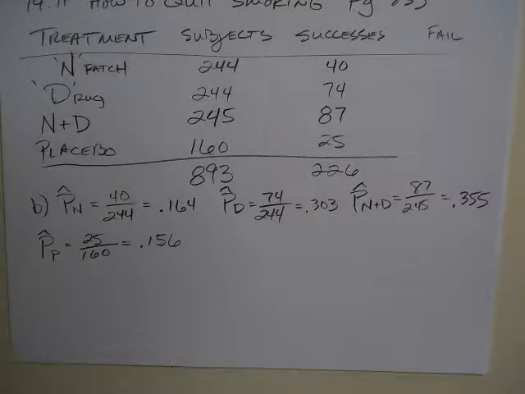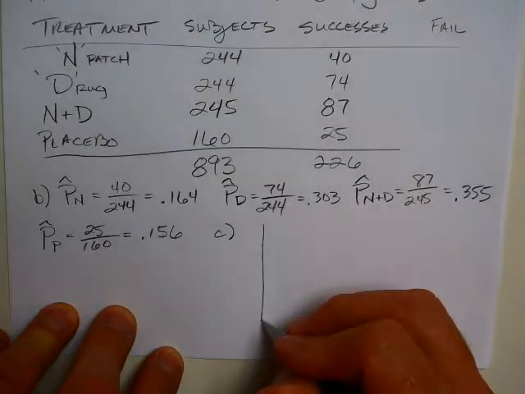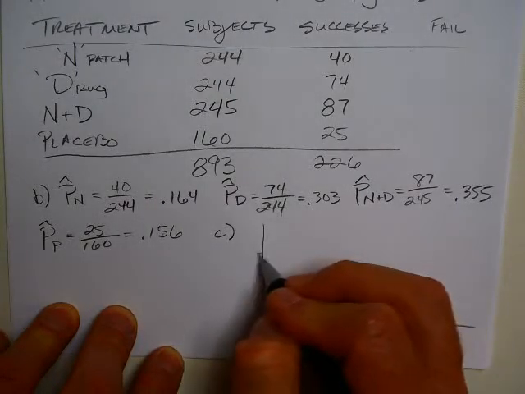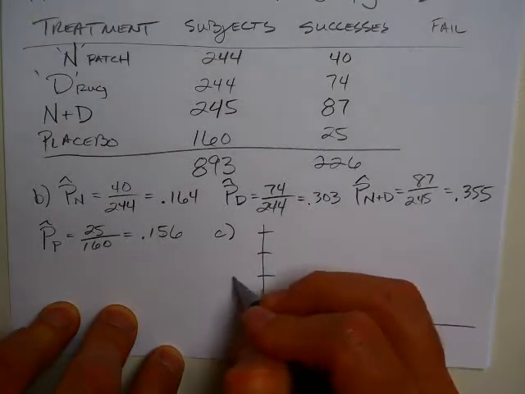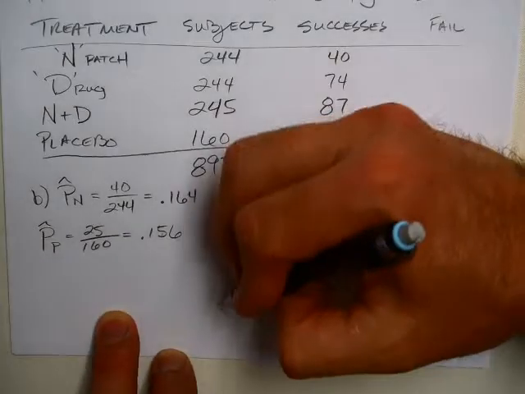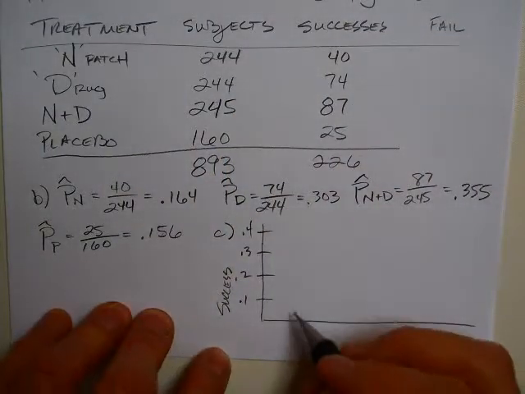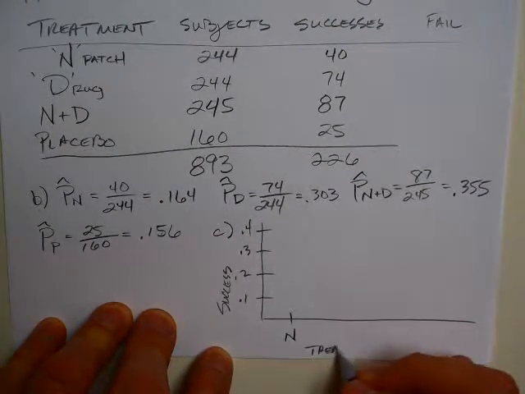So the next thing is it says make a graph to display the association. I chose a bar graph. I'm going to sneak that in here on the bottom of this page. Doesn't have to be too big. My largest proportion was about 36%, so I'm going to count by 10%. Success. And the type of treatment.